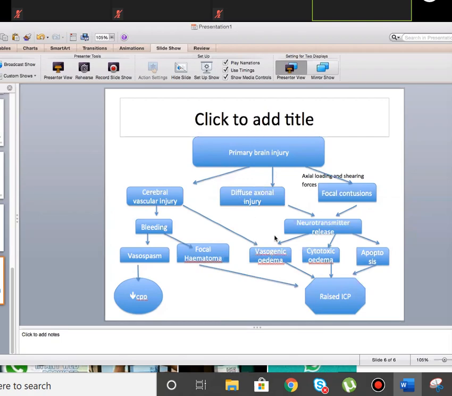Okay, so with regard to primary brain injury, can we do anything? Dilusha. Yes, sir. We can't do anything. Okay, we actually can't do anything because the insult has already happened. Okay, next.